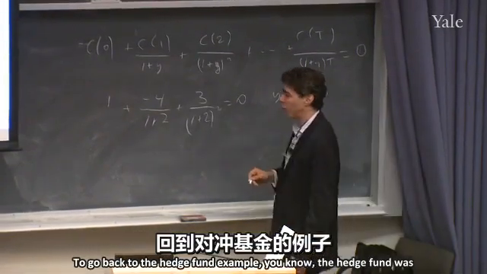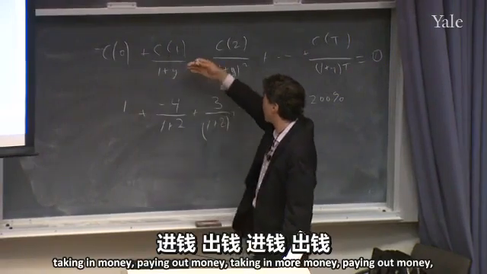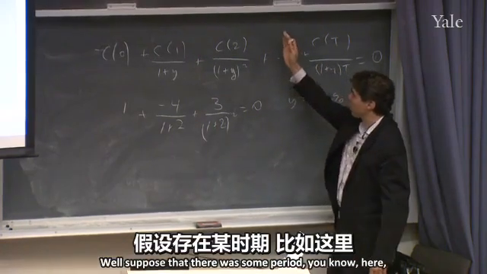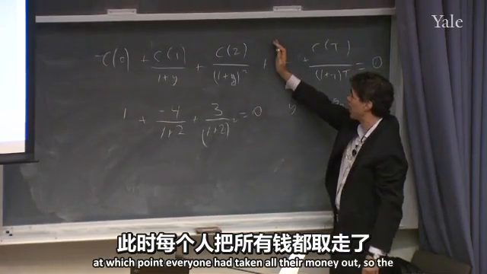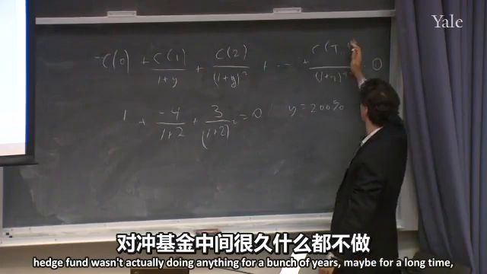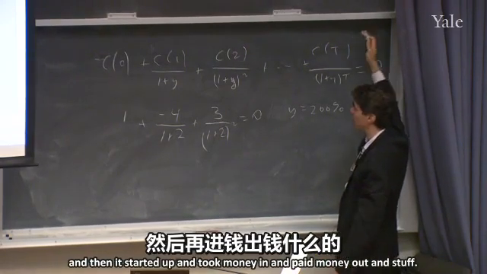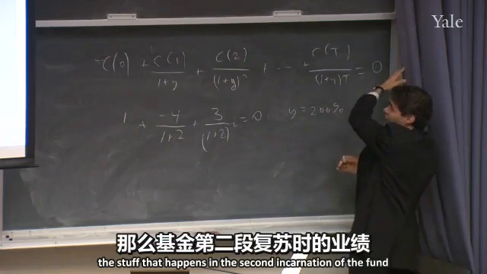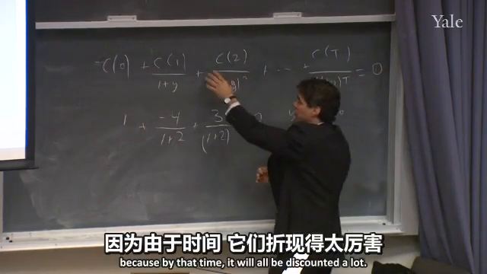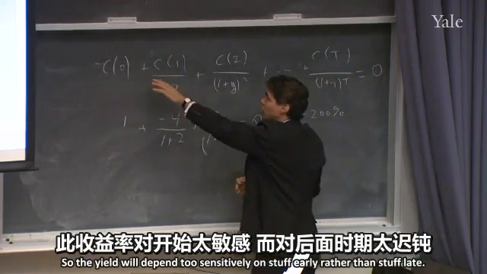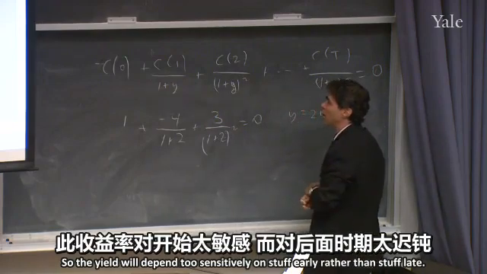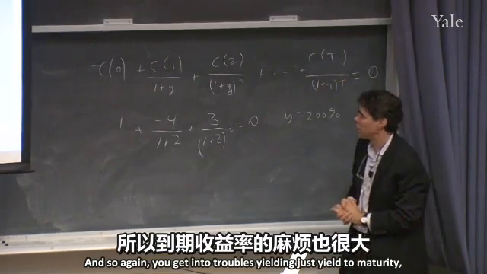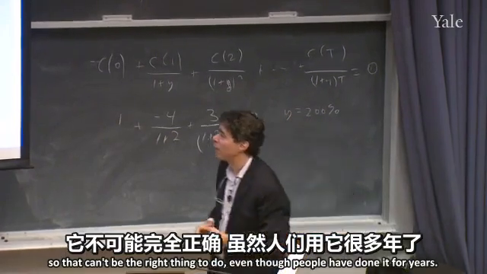To go back to the hedge fund example, the hedge fund was taking in money, paying out money, taking in more money, paying out money, and we calculated the yield to maturity. Well, suppose that there was some period at which point everyone had taken all their money out. So the hedge fund wasn't actually doing anything for a bunch of years, maybe for a long time, and then it started up and took money in and paid money out. Well, because the gap in time was very long with nothing happening, if you take a positive y, the stuff that happens in the second incarnation of the fund is hardly going to be making any difference, because by that time it'll all be discounted a lot. So the yield will depend too sensitively on stuff early rather than stuff late. And so, again, you get into troubles using just yield to maturity. So that can't be the right thing to do, even though people have done it for years.